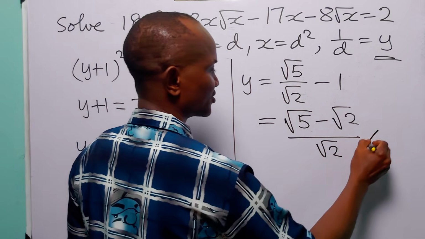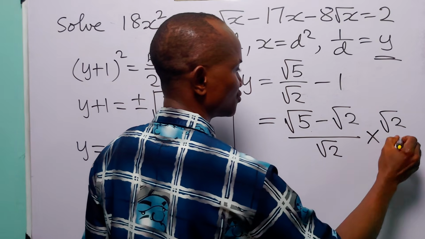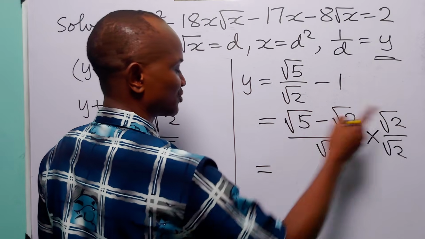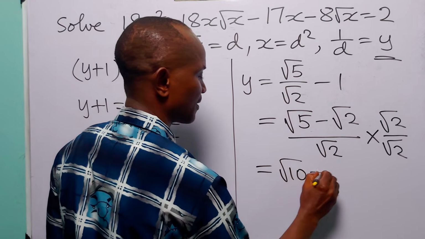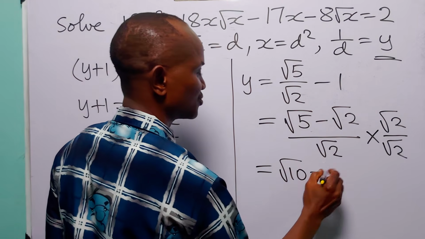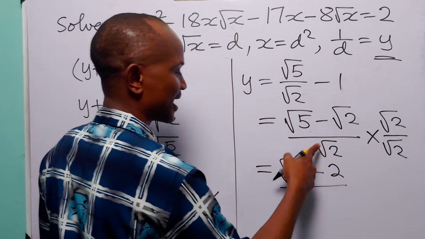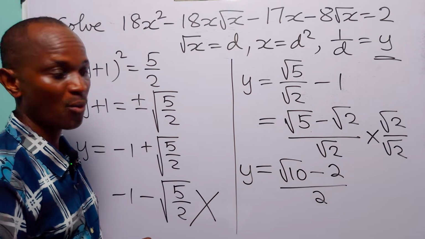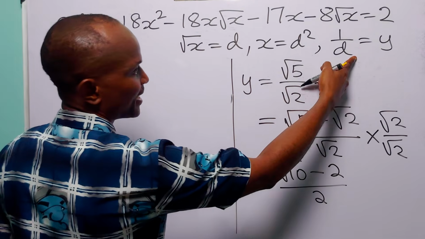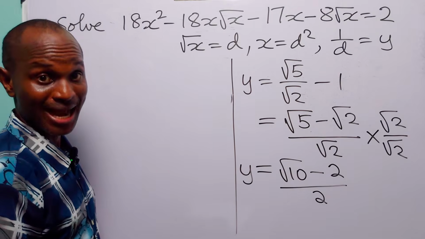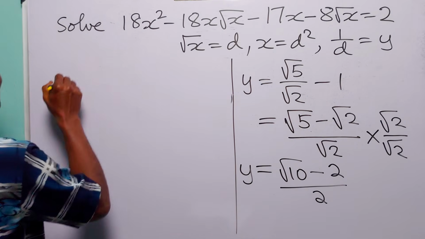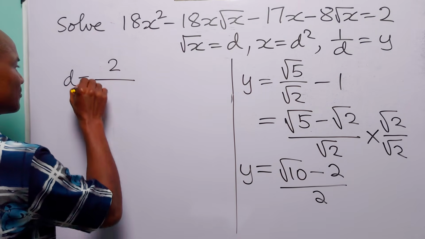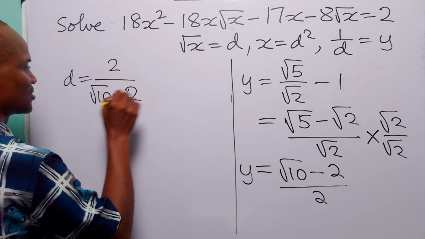And of course, when we rationalize this, we multiply by root 2 over root 2. Root 5 times root 2 is root 10, minus root 2 times root 2 is 2, divided by root 2 times root 2 is 2. So this is the value of y. And from here, we have that d is the reciprocal of y. So we have that d is equal to 2 over root 10 minus 2.